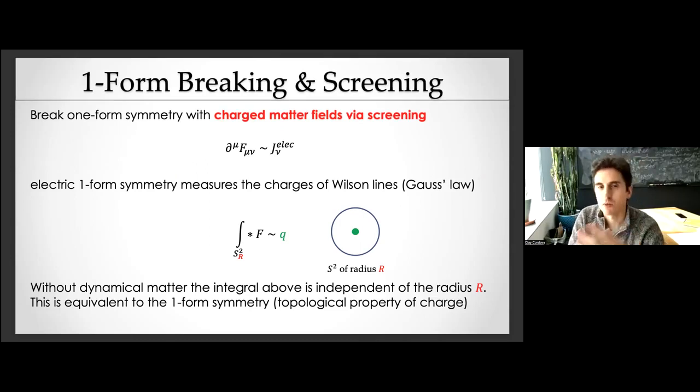Instead, the natural mechanism to break one-form symmetry is with charged matter fields via screening effects. So again, going back to Gauss's law, we look at the integral of star F over a two-sphere, and that gives us this electric charge Q. That's Gauss's law. And without dynamical matter, what I was talking about before, this integral is independent of this radius R. And that's the statement of the one-form symmetry, that the answer doesn't depend on the radius. A little more formally, in modern language, that's the statement that this higher-form charge is topological. It doesn't depend on the shape of the Gaussian surface.